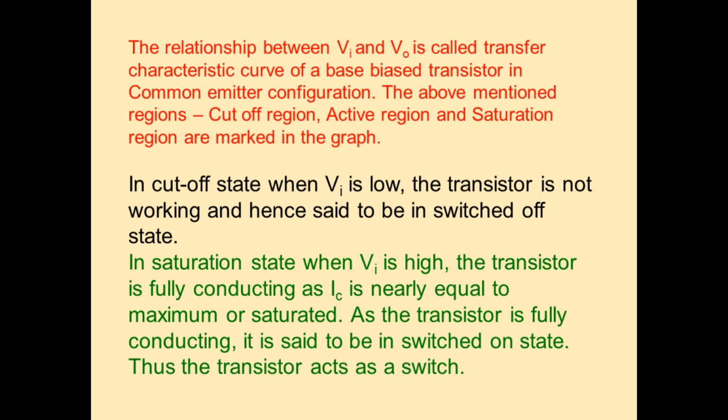IC is maximum. So in cutoff state, the input voltage is very low, so the transistor is not working, it is in off mode, and in saturation state Vi is high and the transistor is conducting, and the value of IC becomes maximum. So if the transistor is in conducting mode, it is the on state. So a transistor can act as switch on or switch off. In cutoff region it acts as a switch off state, in saturation region it acts as a switch on mode.